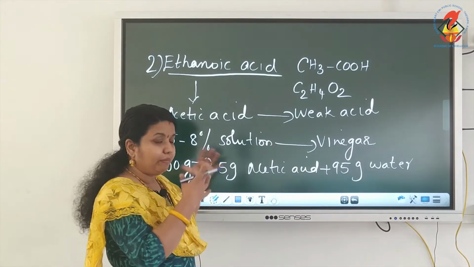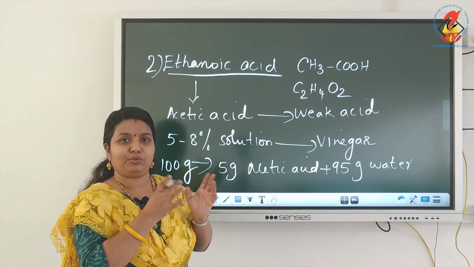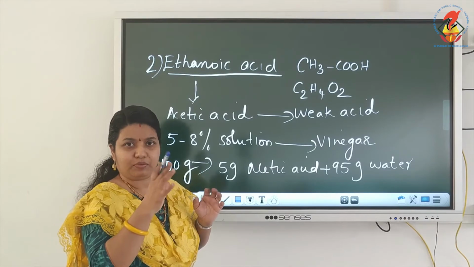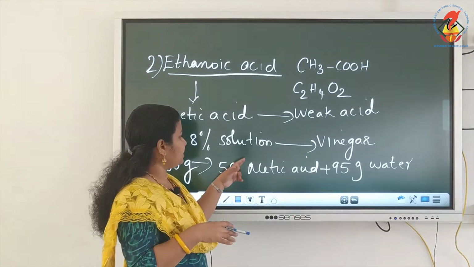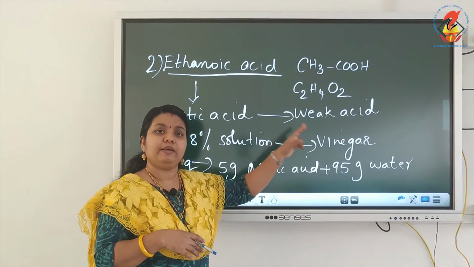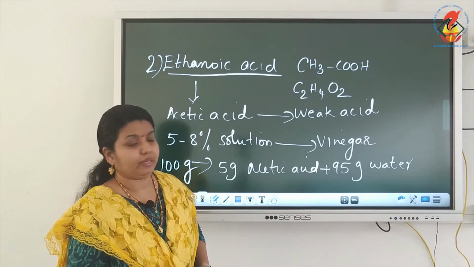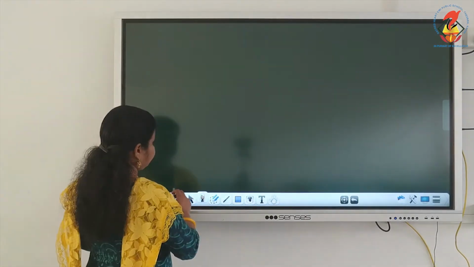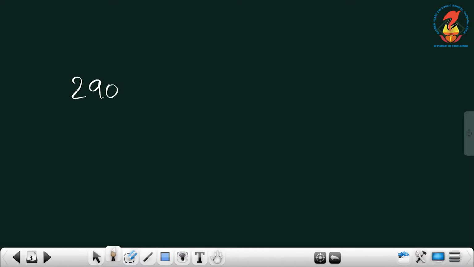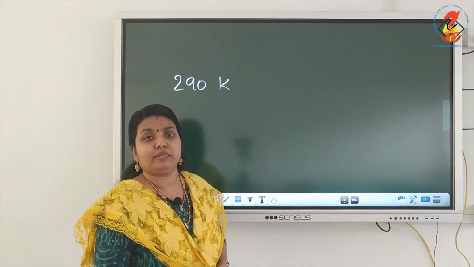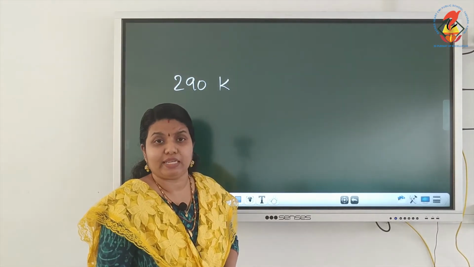So the amount of acetic acid in such a solution is very less, only 5 to 8 grams of acetic acid in 100 grams of total solution. So a 5 to 8% solution of acetic acid is known as vinegar, and it is widely used as a food preservative. Okay. Now the freezing point of pure ethanoic acid is 290 Kelvin, that is 17 degrees Celsius.